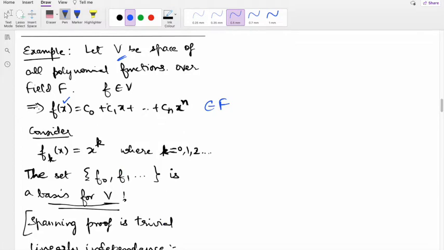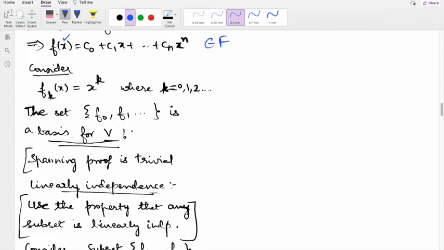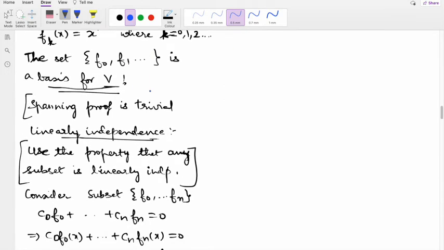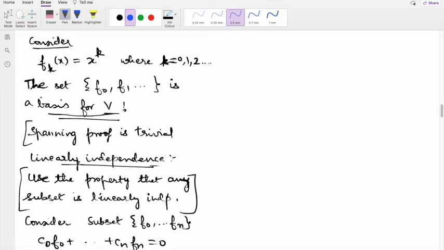Because I can obviously represent any such polynomial as a linear combination of these fk of x, which is fine. We need to prove something called linear independence, right? So we'll use a fourth consequence of the definition: if for any set I can prove that every subset of it is linearly independent, then I can say that this set will be linearly independent.